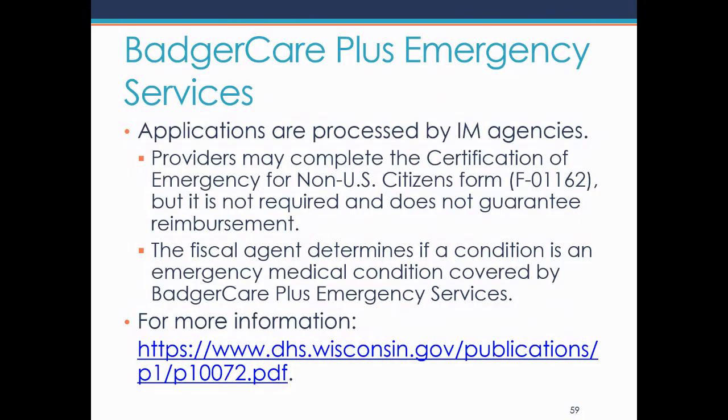Medical providers who have treated a non-qualifying immigrant for emergency services may complete the certification of emergency for non-U.S. citizenship, Form F01162, to verify that the services provided were to treat an emergency medical condition, and the patient can provide that to the IM agency when applying for assistance, although the form is not required.